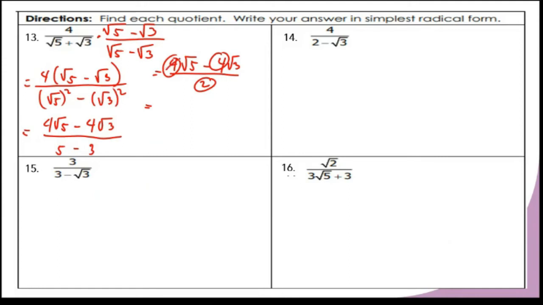So 4 divided by 2 is 2, 4 divided by 2 is 2, 2 divided by 2 is 1. So we will have 2 square root of 5 minus 2 square root of 3 all over 1, or simply 2 square root of 5 minus 2 square root of 3 as our final answer.